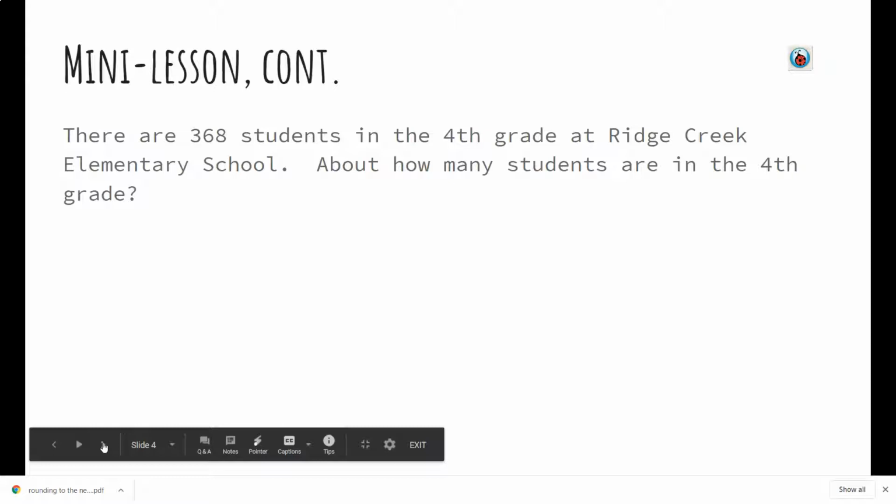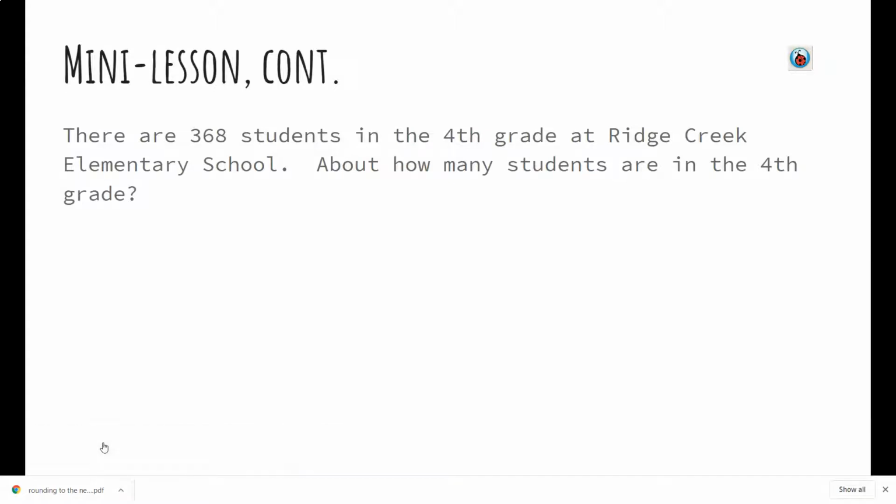Okay, so this is the problem I want to model rounding with you first. There are 368 students in the fourth grade at Ridge Creek Elementary School. About how many students are in the fourth grade?